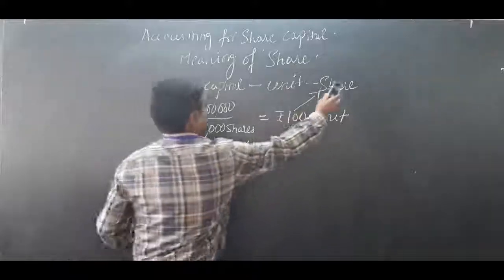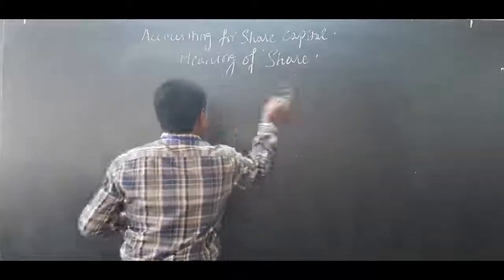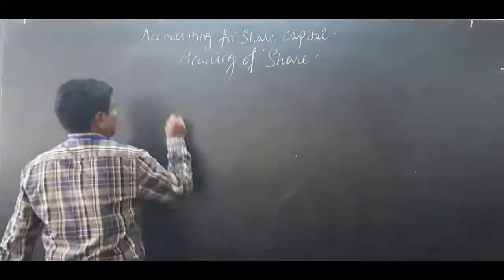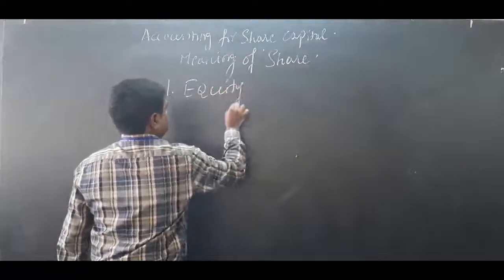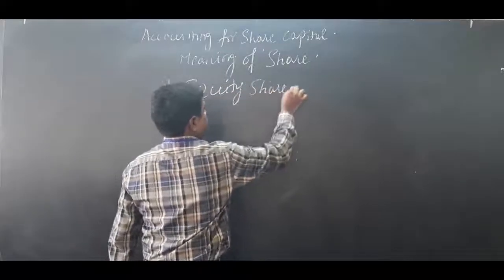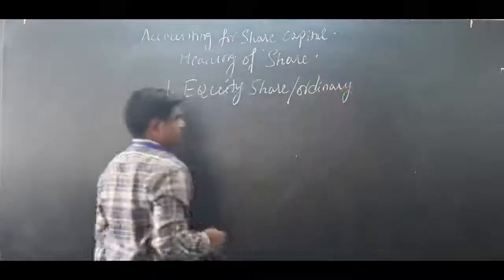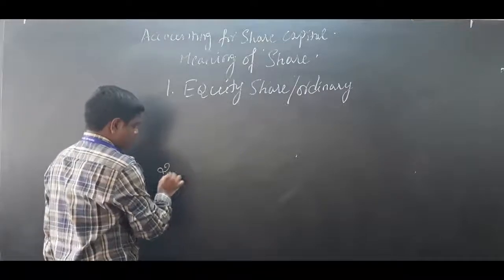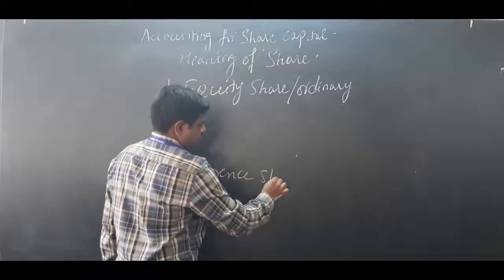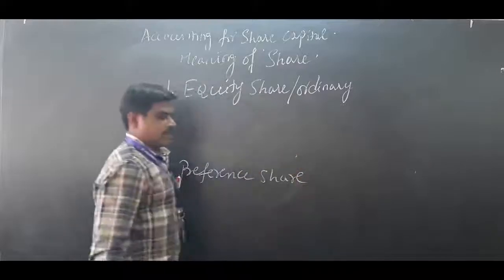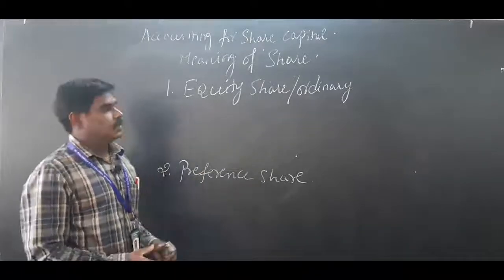Next, moving on to types of share. There are 2 types of share a public company can issue. Number 1, equity share, which is also called ordinary share. Number 2, preference share. So a public company can issue 2 types of share: equity share and preference share.